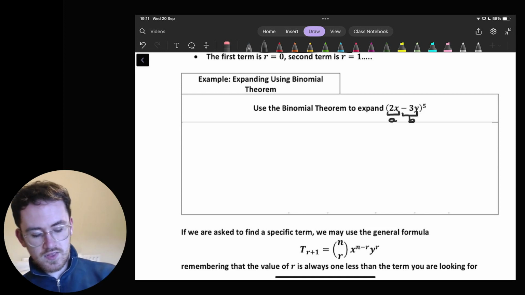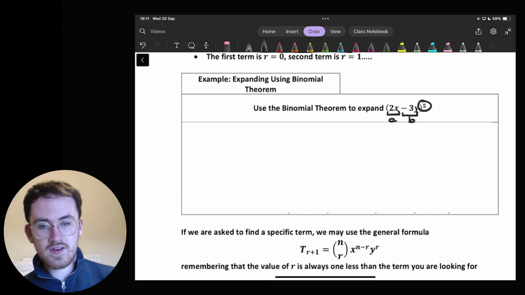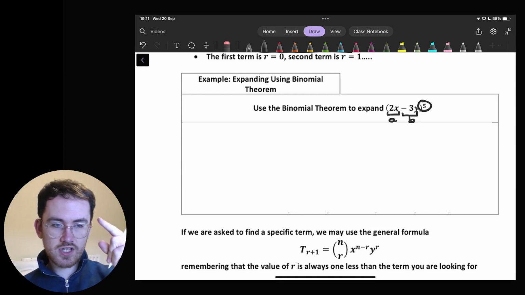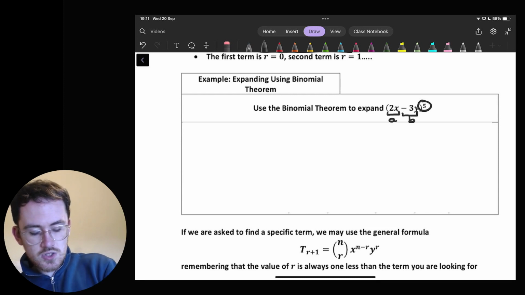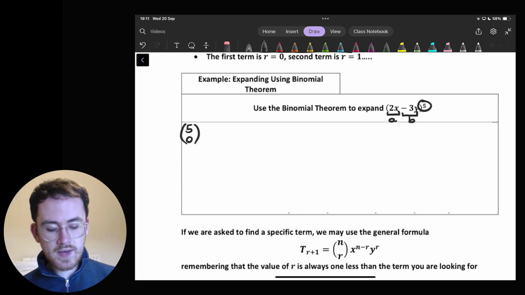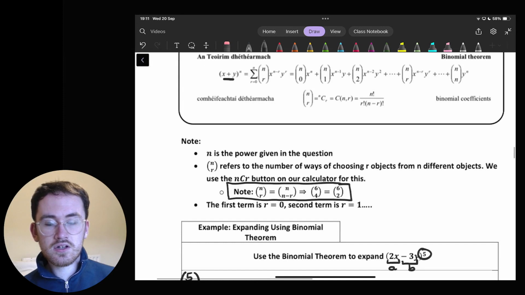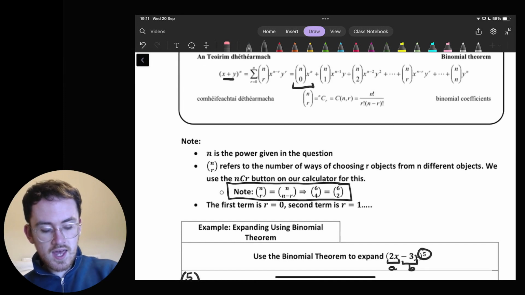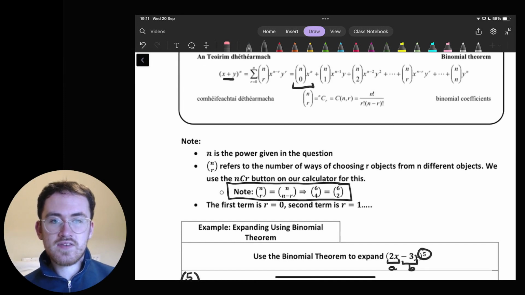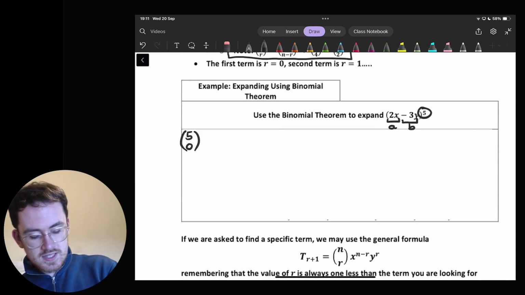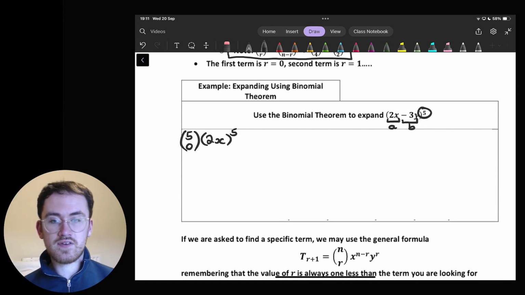So looking at our theorem, we're going to be doing it to the power of 5, so we start with 5 on the top, and we know that we always start with 0. We always start by choosing 0 things. So if I start at 5 choose 0, we have to go back to our theorem and see what comes next. The theorem says x to the power of n, and by x they just mean that first term. So we take our first term, which is the 2x, and do that to the power of 5.